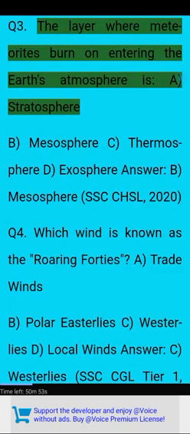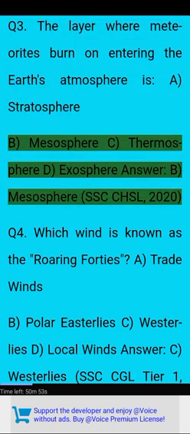Q3. The layer where meteorites burn on entering the Earth's atmosphere is: A. Stratosphere. B. Mesosphere. C. Thermosphere. D. Exosphere. Answer: B. Mesosphere. SSC CHSL 2020.